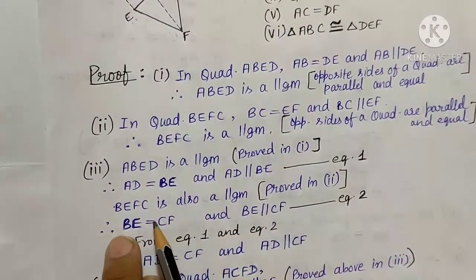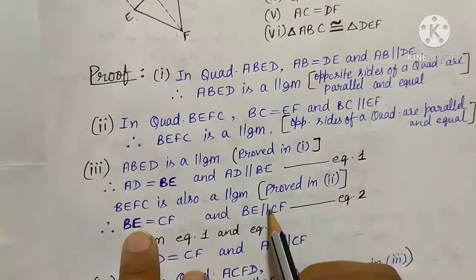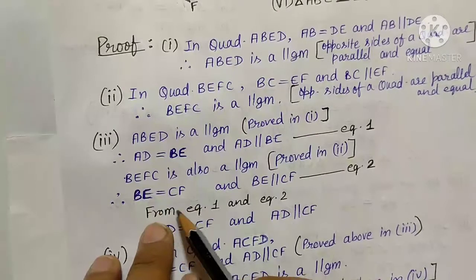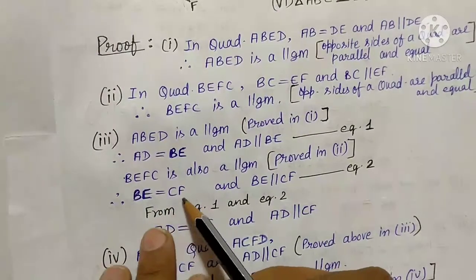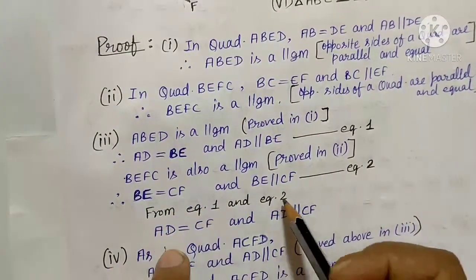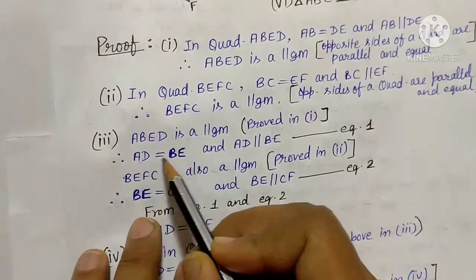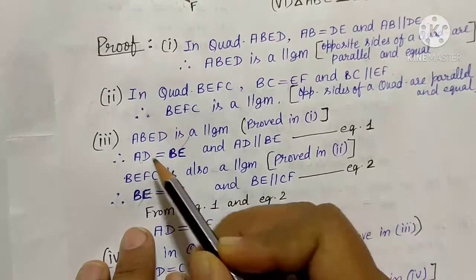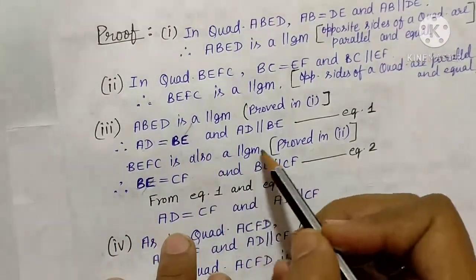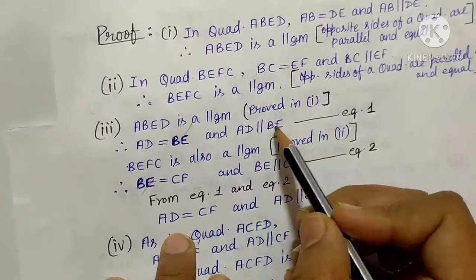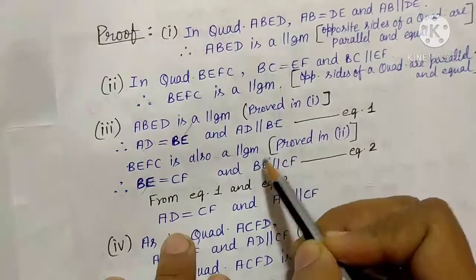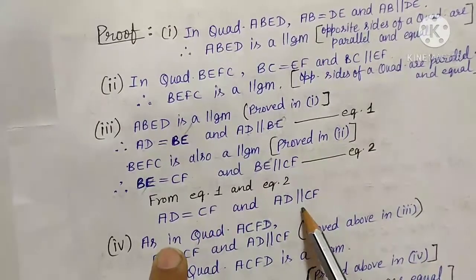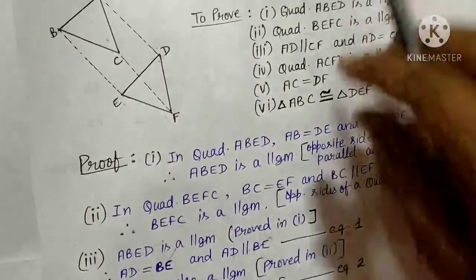Now second, we are saying that BEFC is also a parallelogram, just as we have proved in the second part. So we can say their corresponding parts BE and CF are equal and parallel, as they are opposite sides. So from equations 1 and 2, AD equals BE and BE equals CF. So BE is common, what is left? AD and CF. So AD equals CF, and AD is also parallel to CF, because AD was parallel to BE and BE was parallel to CF. So again, AD is parallel to CF. Opposite sides are equal and parallel. So in this way we have proved our third part also.